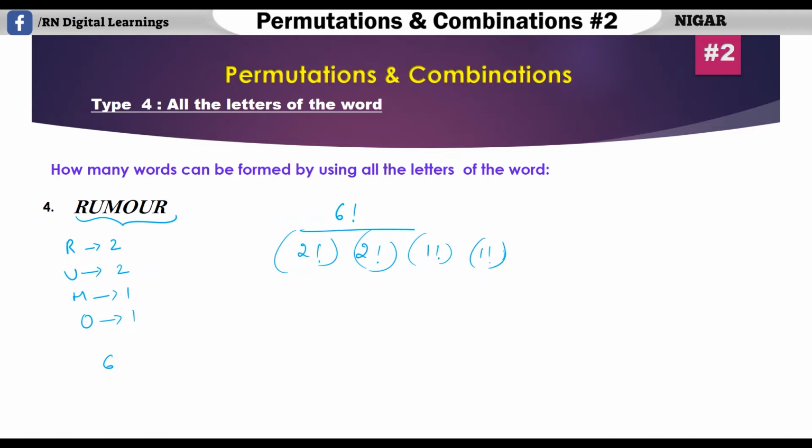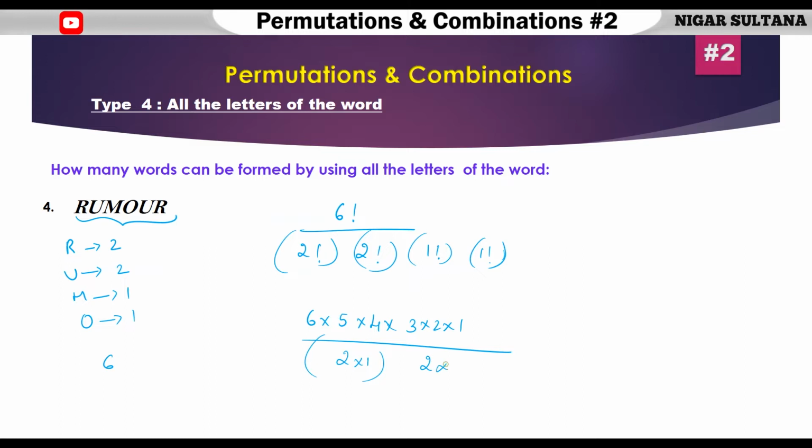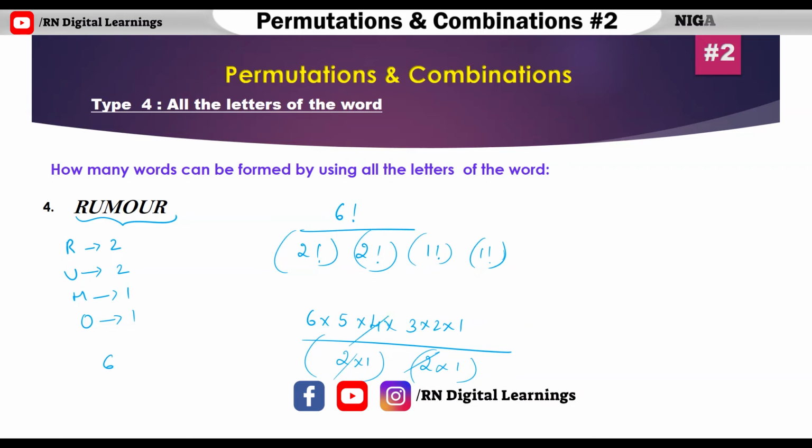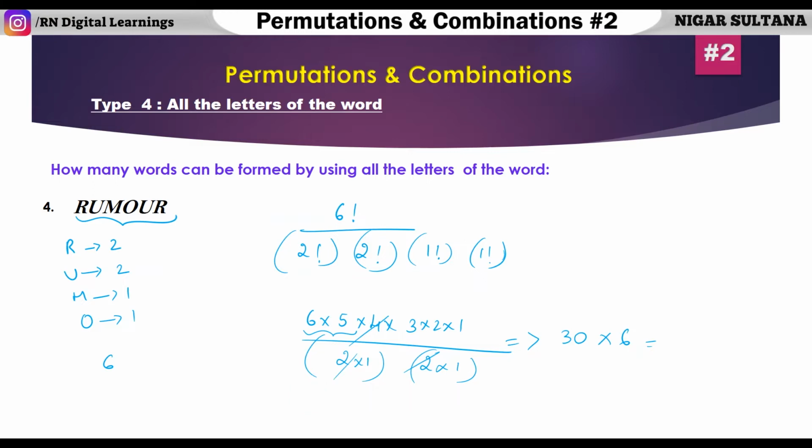Now let's expand this. 6 into 5 into 4 into 3 into 2 into 1 divided by 2 into 1, next 2 into 1 again. So 2 2s are 4. Let's cancel this 4. Now what is the leftover? 6 5s are 30 into 3 2s are 6. So what is the value? 30 into 6 is 180. That means rumor can be arranged in 180 ways.